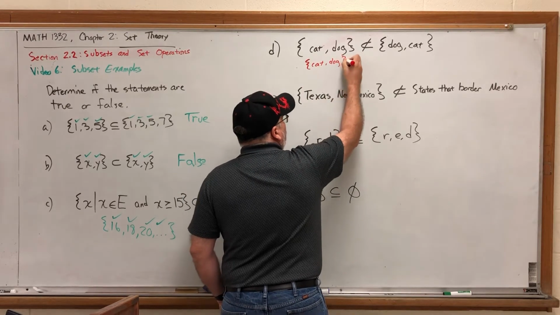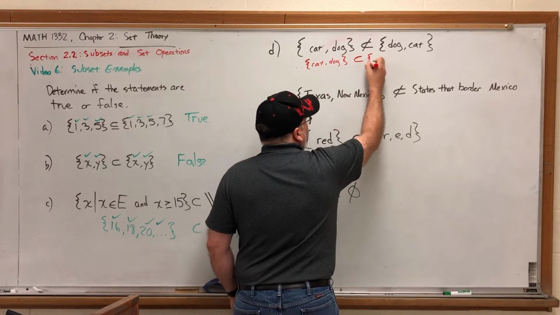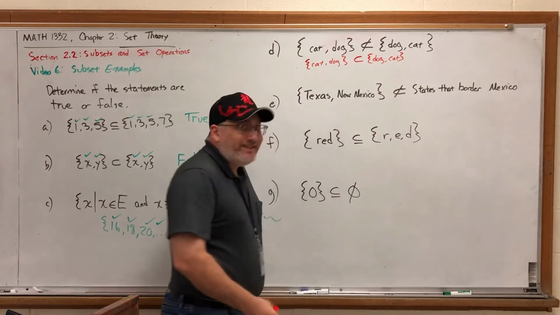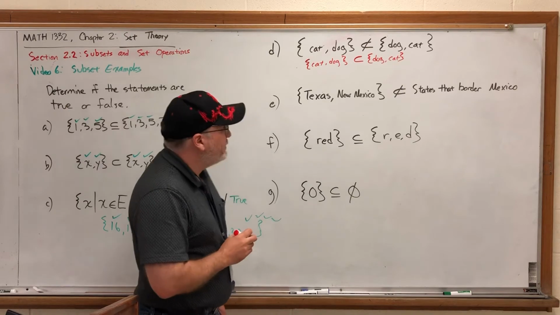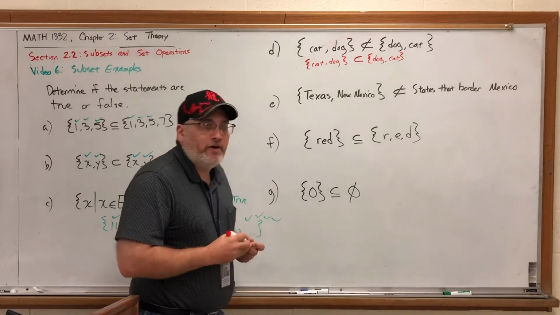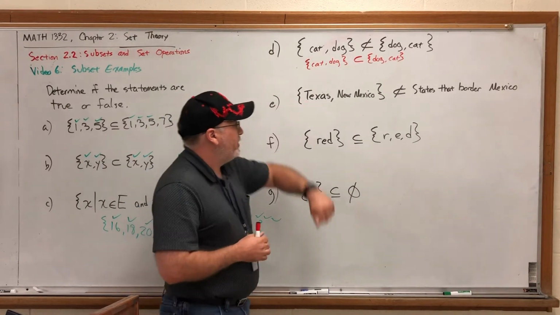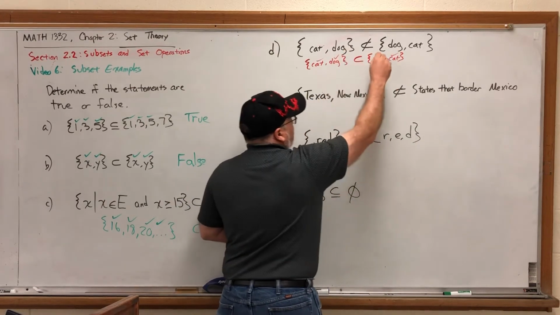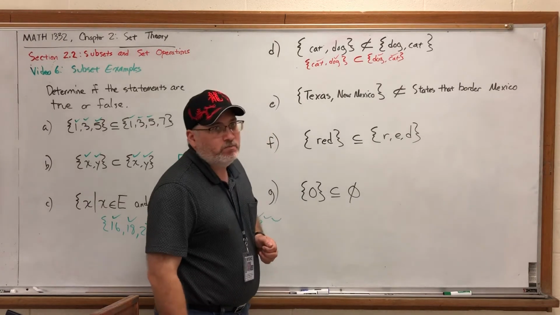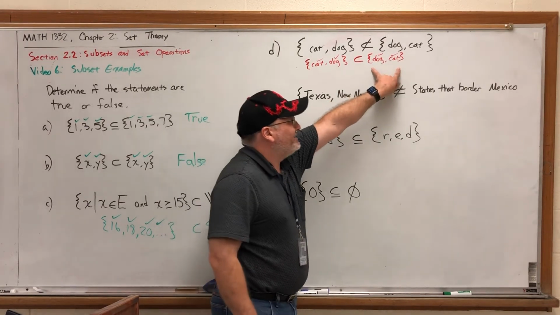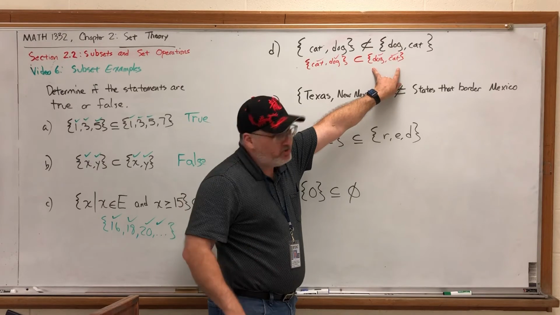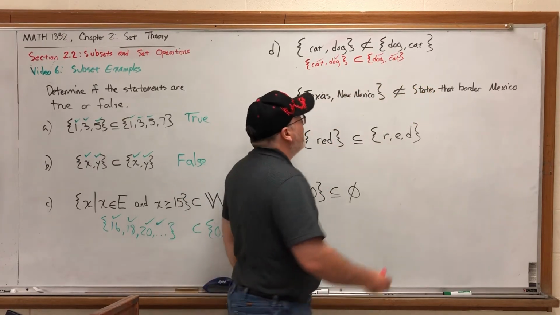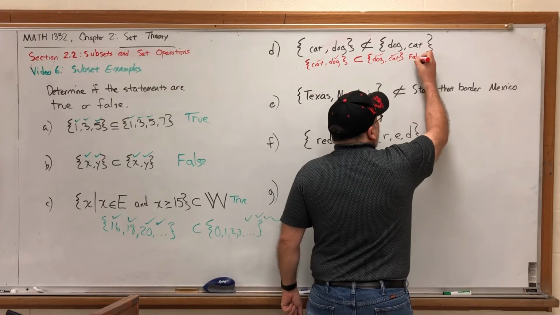Cat, dog, proper subset, dog, cat. So is the red statement, and my apologies if you're colorblind, is the red statement true or false? Well, is it a subset? Yes. Every element of the first set belongs to the second set. But is it a proper subset? No, because the second set doesn't contain extra elements. These sets are equal. You can't be equal when you're proper subsets. The red statement is false.